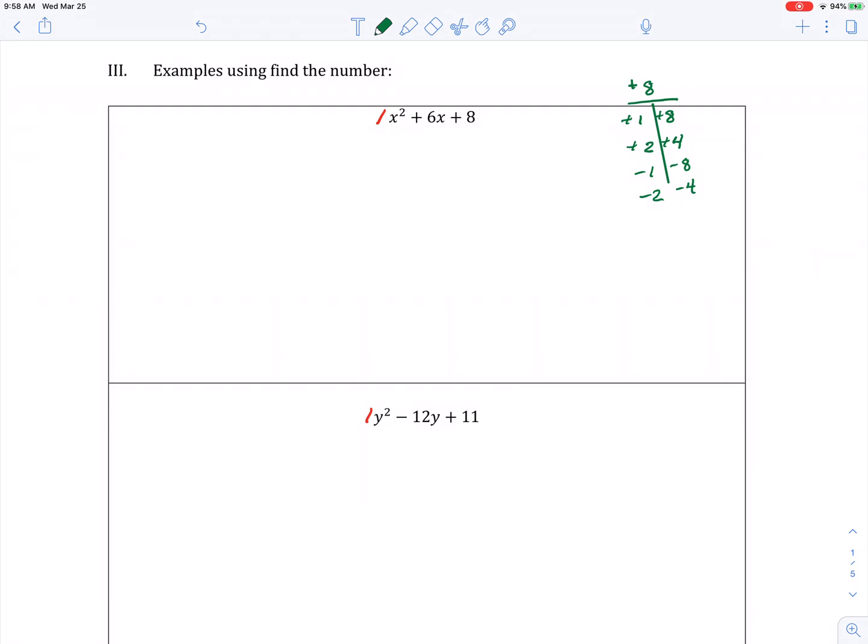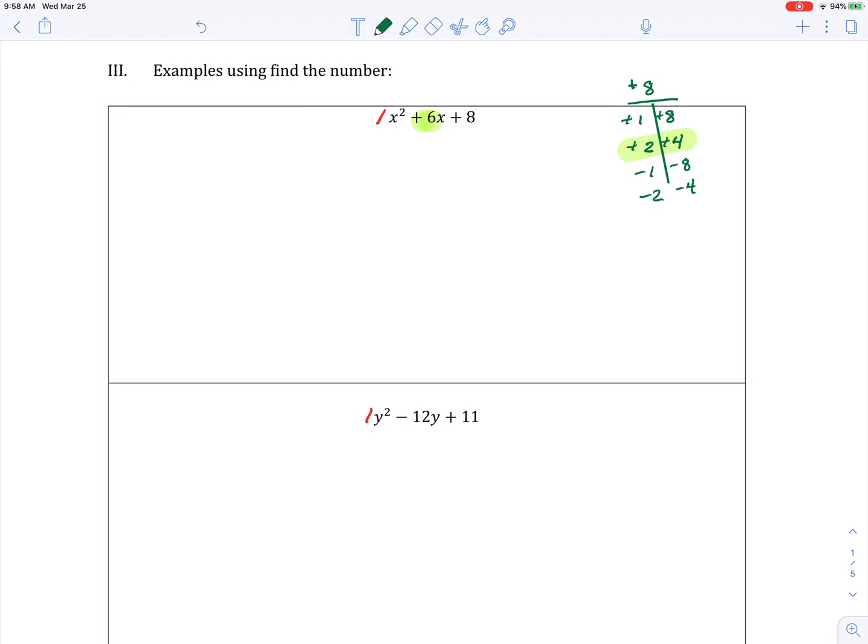Now at the same time, you're not only looking for two numbers that will multiply to give you positive 8, you also want them to add up to give you this positive 6 in the center. And there's only one combination that will do that.